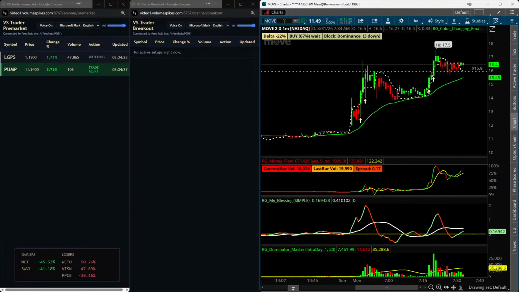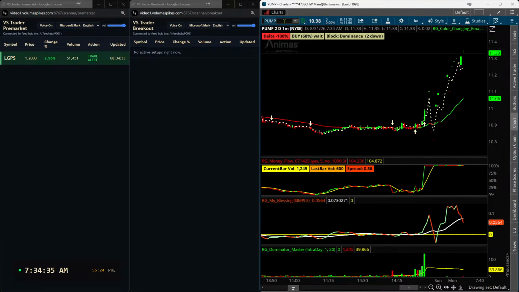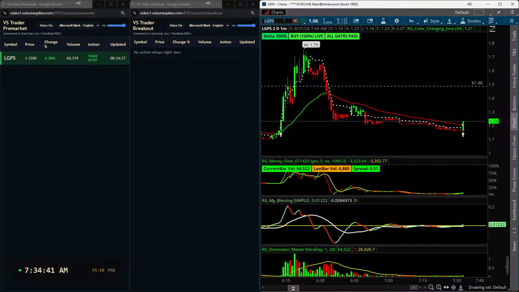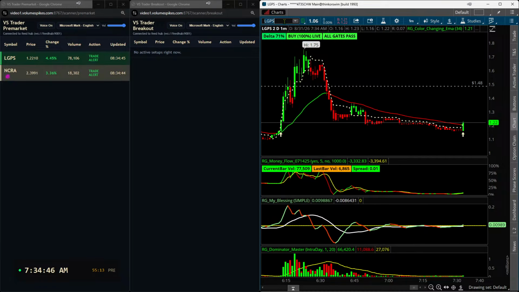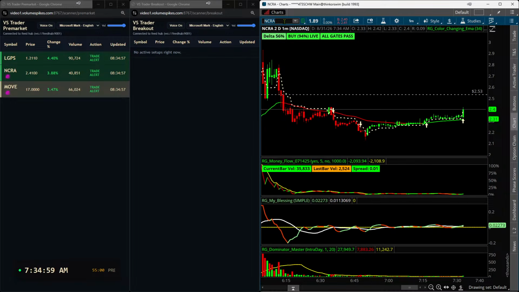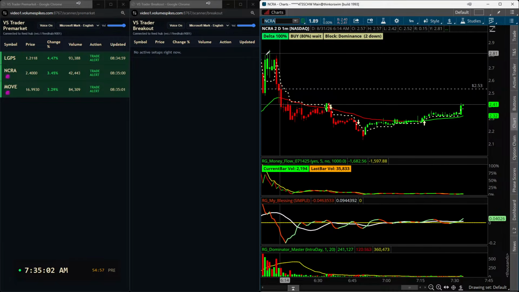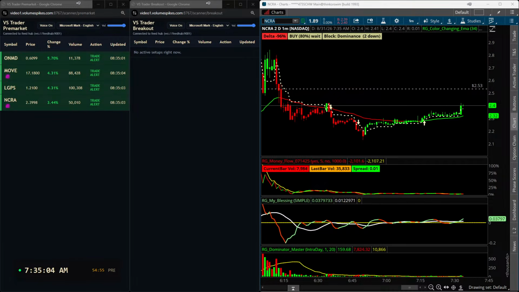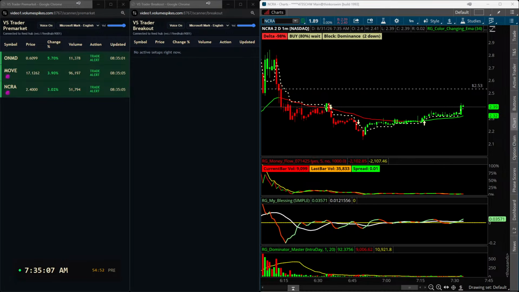PreMarket. Trade alert. PUMP. PreMarket. Trade alert. LGPS. Not seeing anything on those two. LGPS looking up from the bottom. NCRA. NCRA also looking up from the bottom. PreMarket. Trade alert. ONMD.